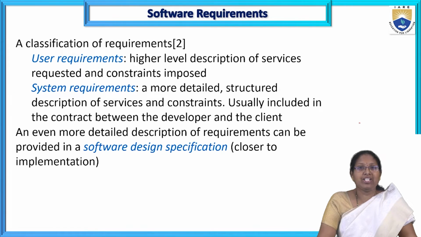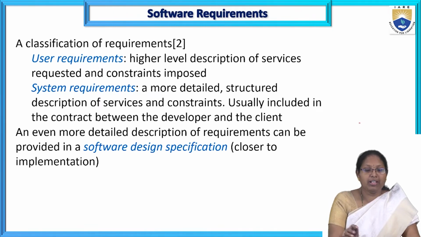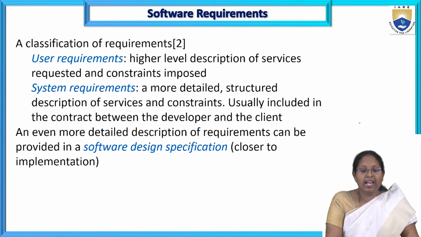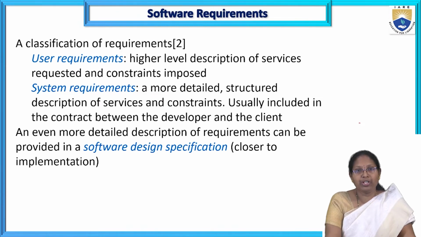So what are the classifications of requirements? Total requirements are classified into two kinds: user requirements and system requirements. User requirements are generally high level descriptions of the requested services and the constraints imposed. The system requirements are more detailed, structured descriptions of the services.